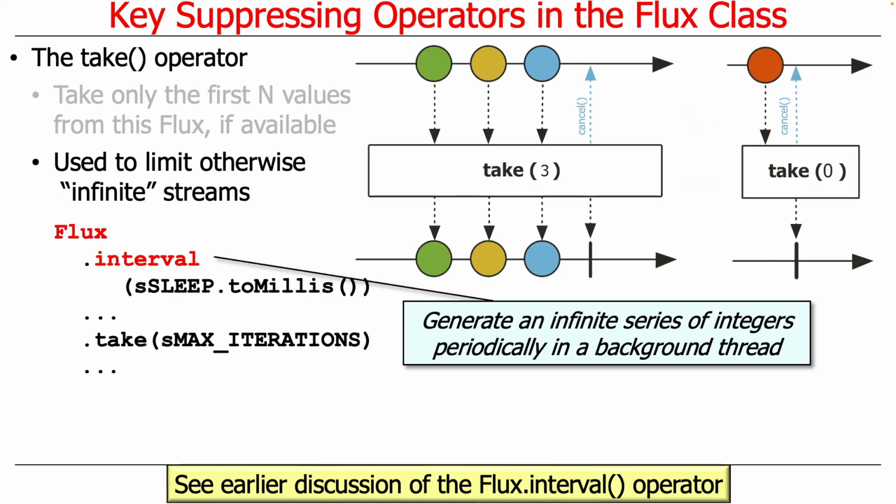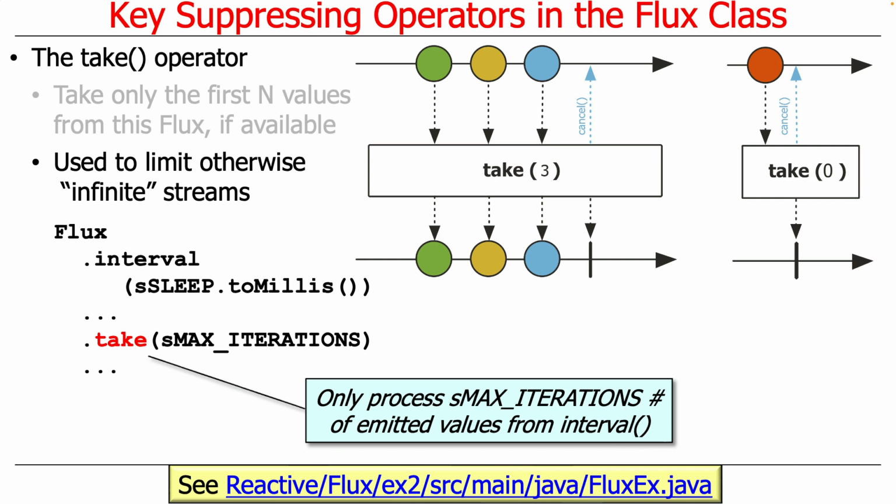We commonly use take to limit streams that would otherwise be infinite. Now we're going to talk about the interval operator. The interval operator is going to emit values that will occur at a particular interval, and we're going to generate an infinite sequence of integers at some millisecond duration, every n milliseconds. We'll generate this forever, but we don't want to do this forever, so we do it up until we do take S max iterations. So we're only going to process S max iterations of values emitted from interval.